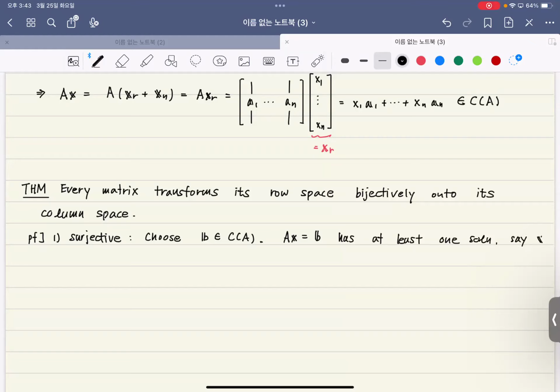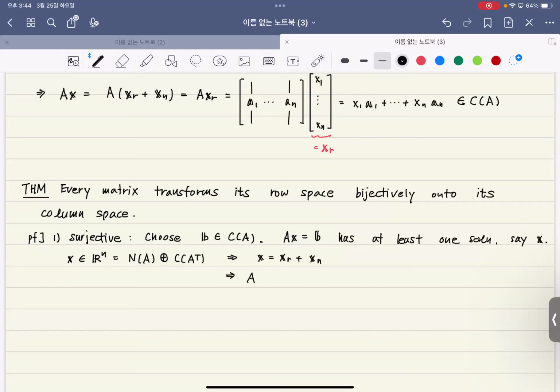Since b is a member of the column space, the system Ax = b must have at least one solution, right? Let me call it x. Now x is a member of n-dimensional space, so x is from the domain, and the domain can be written as a direct sum of the null space and the row space. So x can be written as a sum of a vector from the row space and a vector from the null space, and such a decomposition is unique.